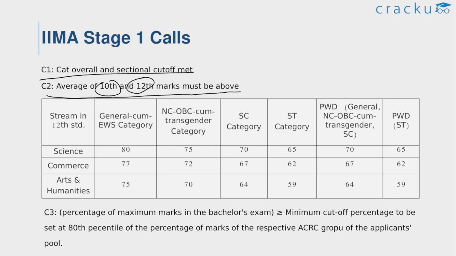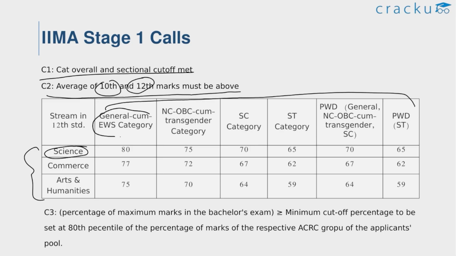So here you can see, these are the streams in 12th, and these are the various categories. For example, if you are in the stream of science and you belong to the general category, then you must have about 80% in your 12th. Similarly for all the categories. And finally, the candidates selected under C3 criteria must have 80% in their bachelor's examination in various categories like general, OBC, SC, ST, etc.